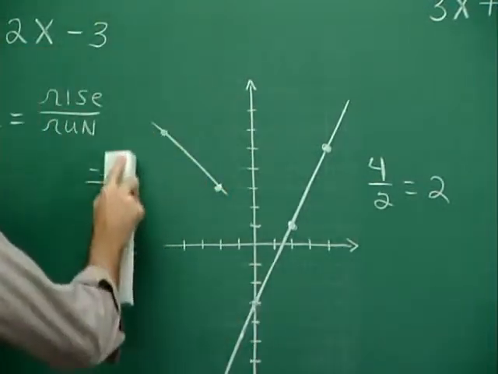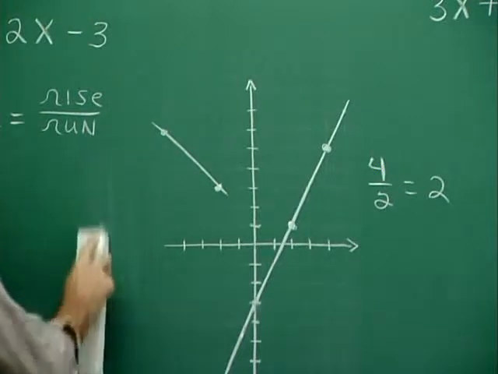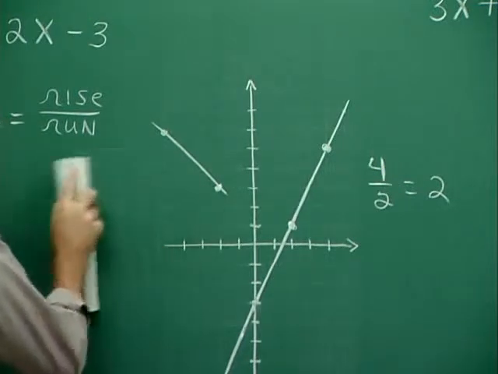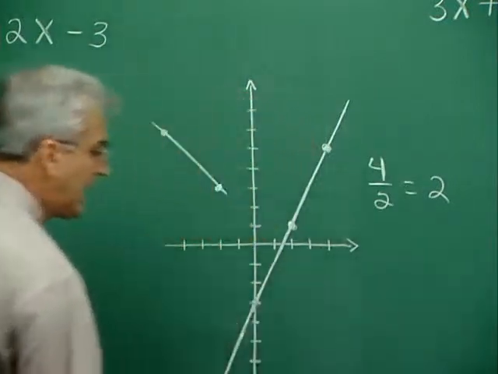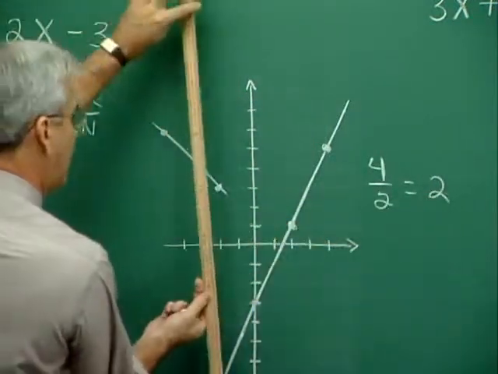Okay, now let's consider the situation of a vertical line. We considered a horizontal line a moment ago, and we said that a horizontal line has a slope of 0. Well, what about a vertical line?